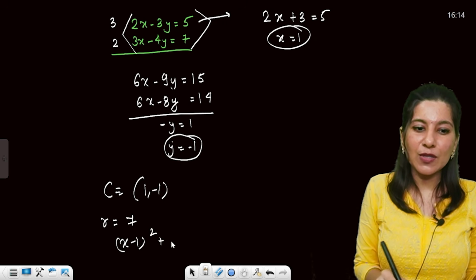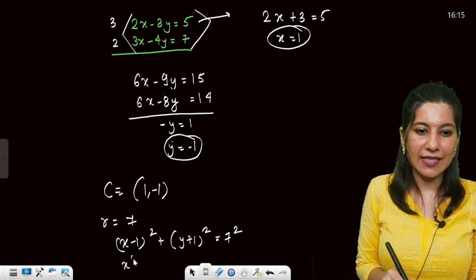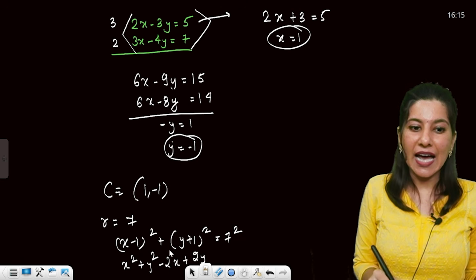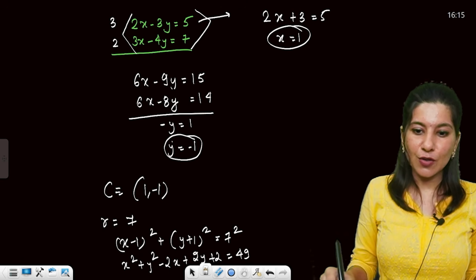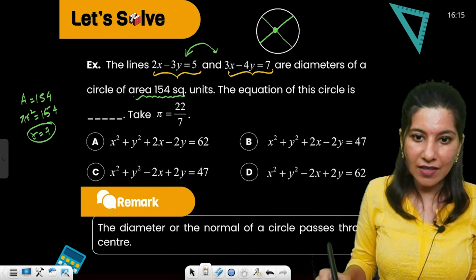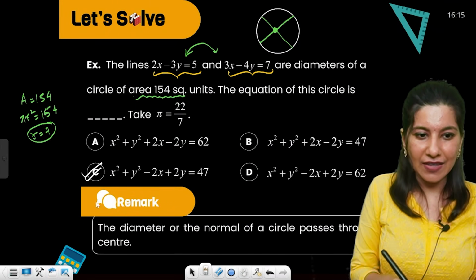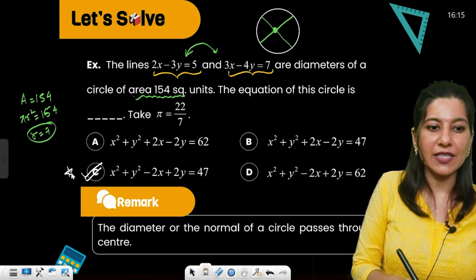(x minus 1) whole square plus (y plus 1) whole square equals 7 square. So x square plus y square minus 2x plus 2y, and from here is equal to 49. So clearly it is 47, so it is option C, right? Option C. Yes. Perfect. It is matching with option C, right?